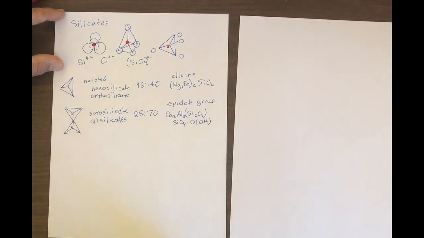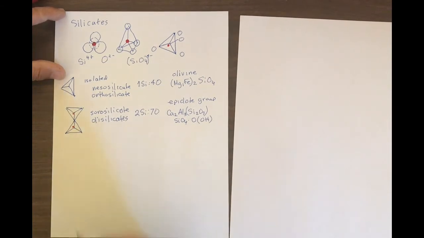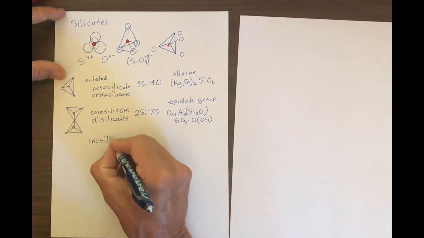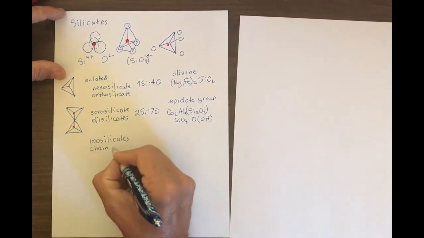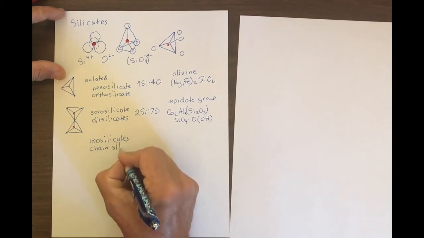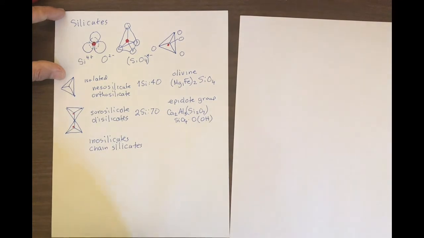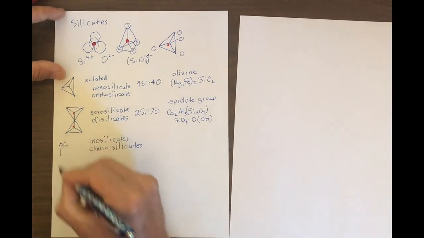Okay, now we're going to go on to slightly more complicated structures. The next group of silicates are called chain silicates or inosilicates. And they are as you'd expect them to be. They're elongated in one direction. That's normally the c-axis of the mineral.